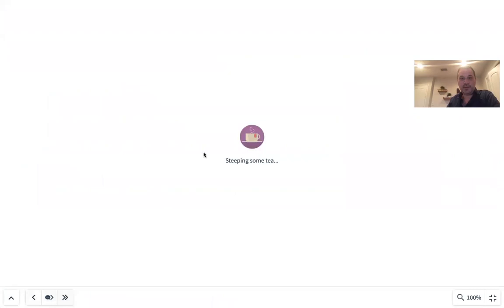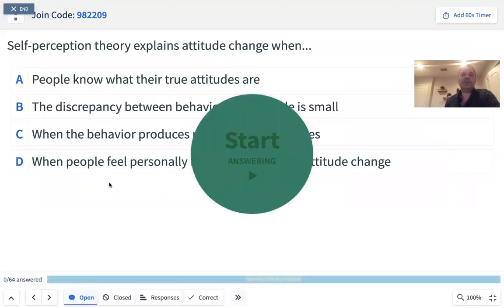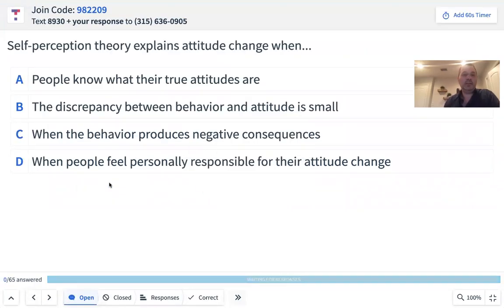And finally, question 5. Self-perception theory explains attitude change when what? A, people know what their true attitudes are. B, the discrepancy between behavior and attitude is small. C, when the behavior produces negative consequences. Or D, when people feel personally responsible for their attitude change.